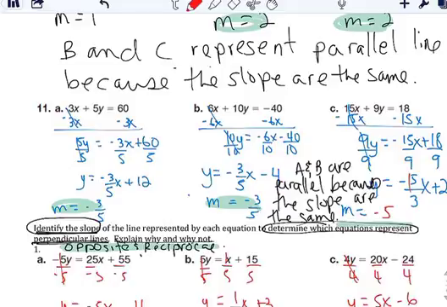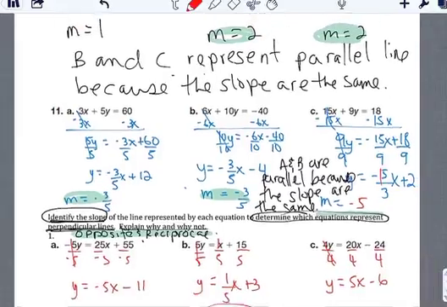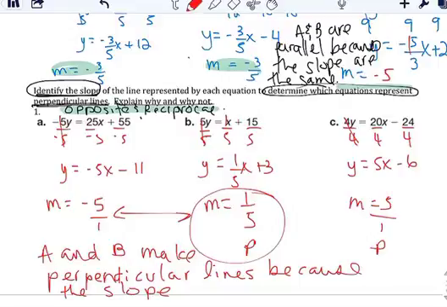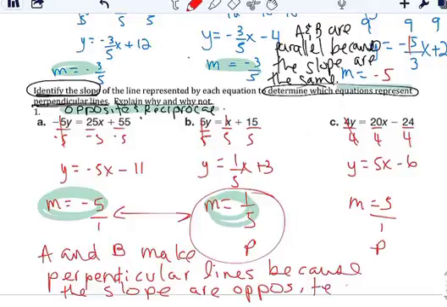No problem. So the slope is going to be intersecting, not opposite and reciprocal. So it won't make 90 degrees. These two here will make 90 degrees because they're opposite and reciprocal slopes. Makes perpendicular lines because the slopes are opposite and reciprocal.